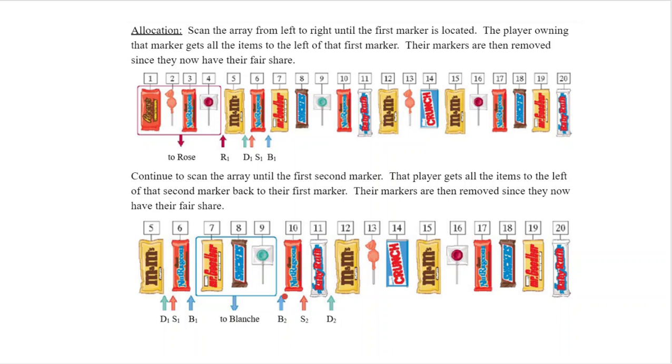Then we continue. We are looking for all of the markers with a subscript of 2 now. When we come to the first marker with a subscript of 2, that is Blanche. That means Blanche gets everything between her first and second markers. Then we remove all of Blanche's markers. She has her pieces of candy. She's done.